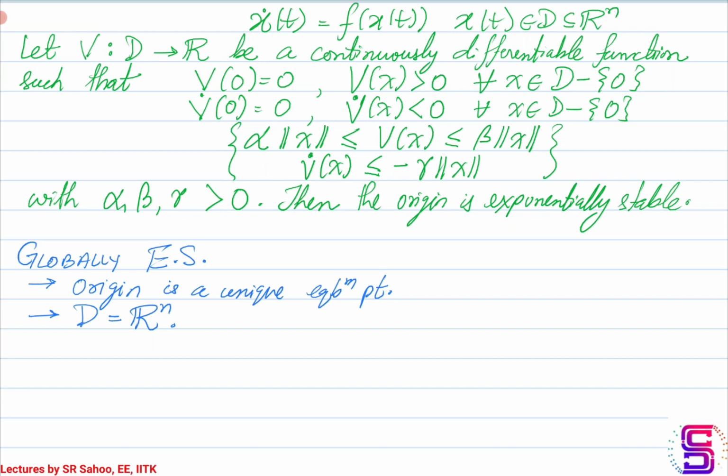Okay, in fact you notice V is lower bounded also by a norm of x. So the norm of x is radially unbounded. If the lower bound is radially unbounded, then V has to be radially unbounded. So that is inherently there in the exponential stability condition. Radial unboundedness of V is captured by the lower bound alpha norm of x that we have.